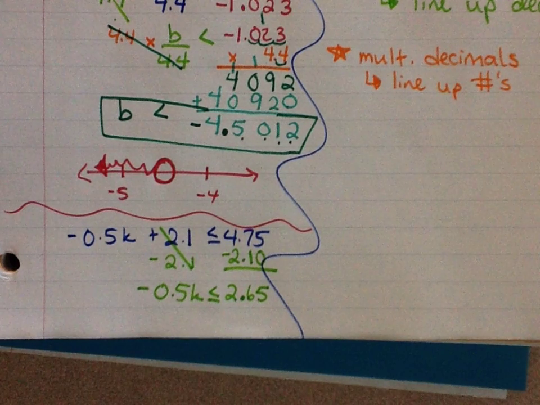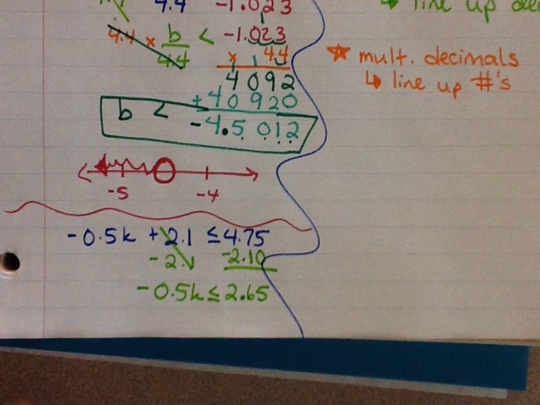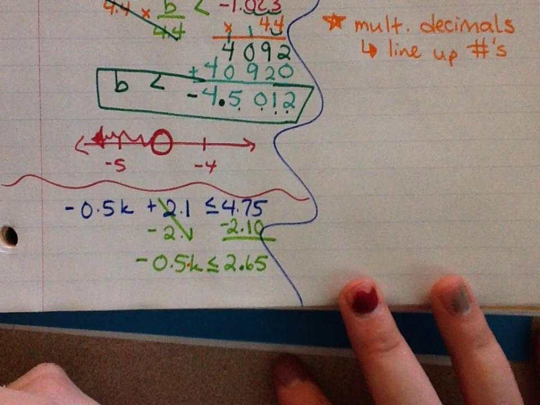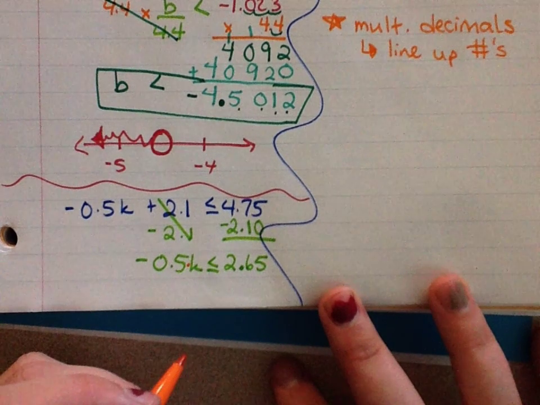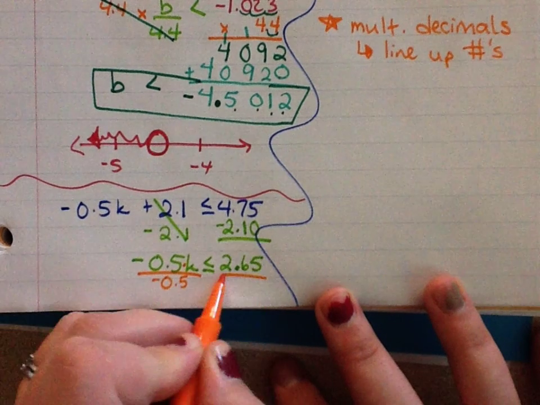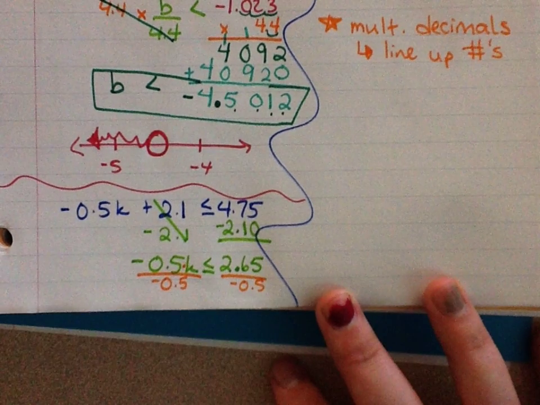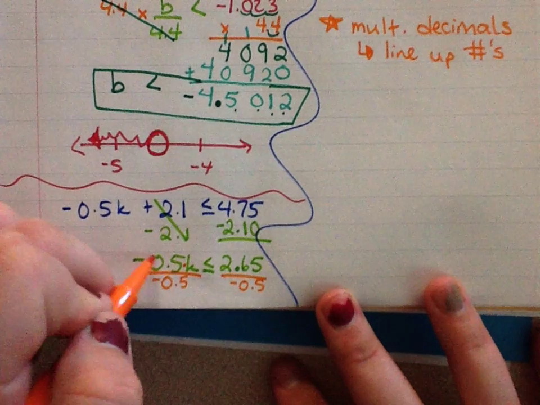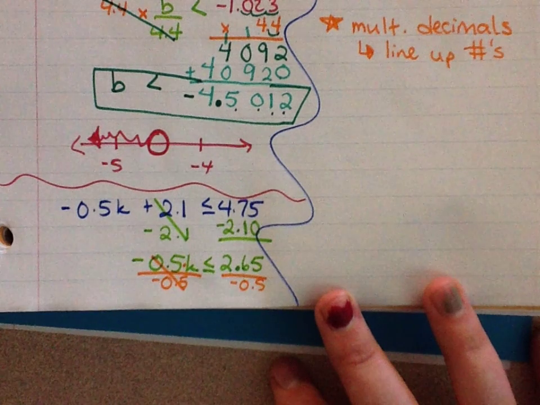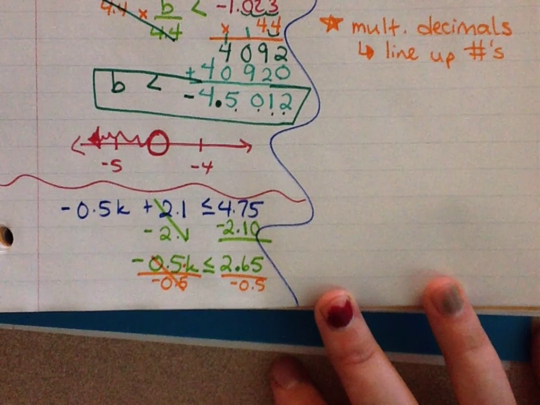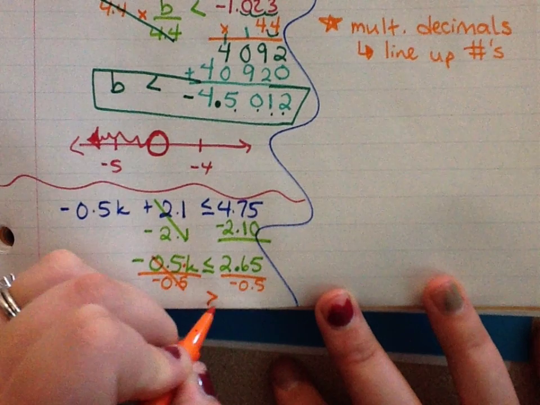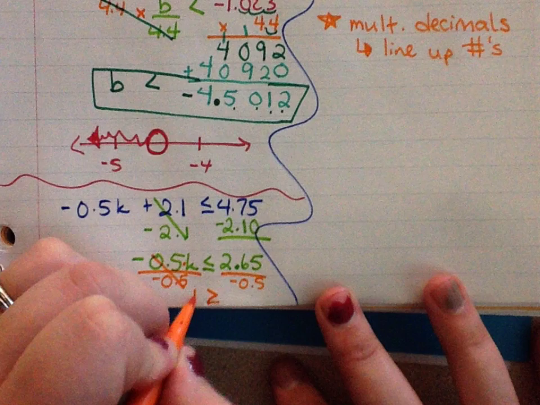Okay, last step. How do I get rid of that 0.5? Divide. It's being multiplied. What's the opposite of multiply? Divide. I'm going to divide by negative 0.5. It cancels out, but what happens when I divide by a negative? I have to flip the sign. Make sure you always look: am I multiplying or dividing by a negative? I have to flip my sign. So it flips from less than or equal to greater than or equal to.